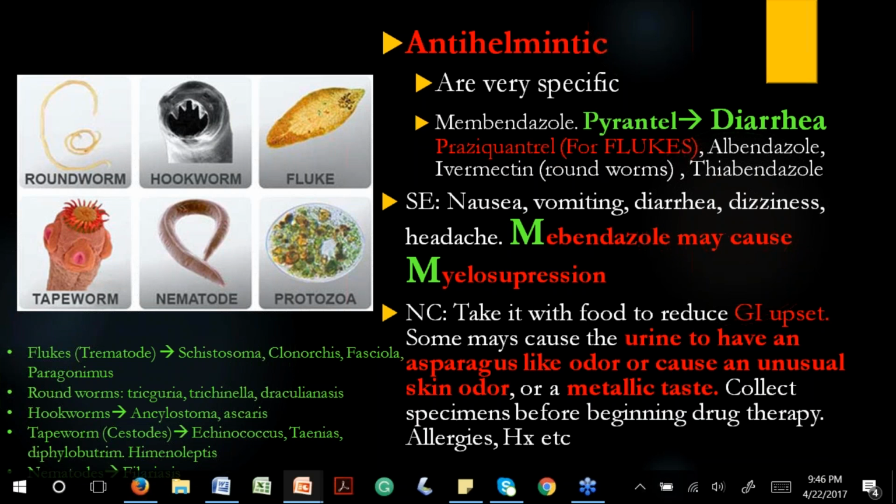Myelosuppression means that you suppress the production of the red bone marrow. So it's the same to say BMS. All right, so that is what you need to remember until meeting.